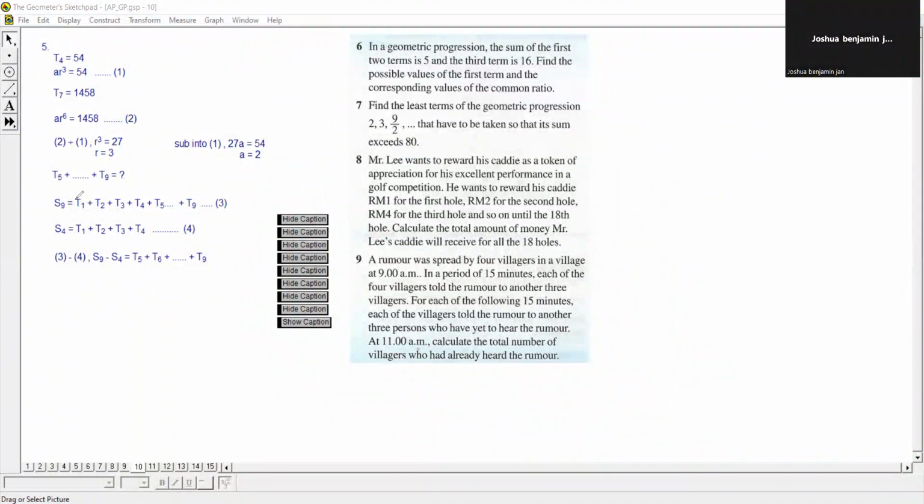We will get something like this. The first term and the first term, they minus, no more. Second term and second term, they minus, no more. Third and third, no more. Fourth minus the fourth, no more. So we are left with from the fifth term until the ninth term. So in order to get from the fifth term to the ninth term, I take S9 minus S4.